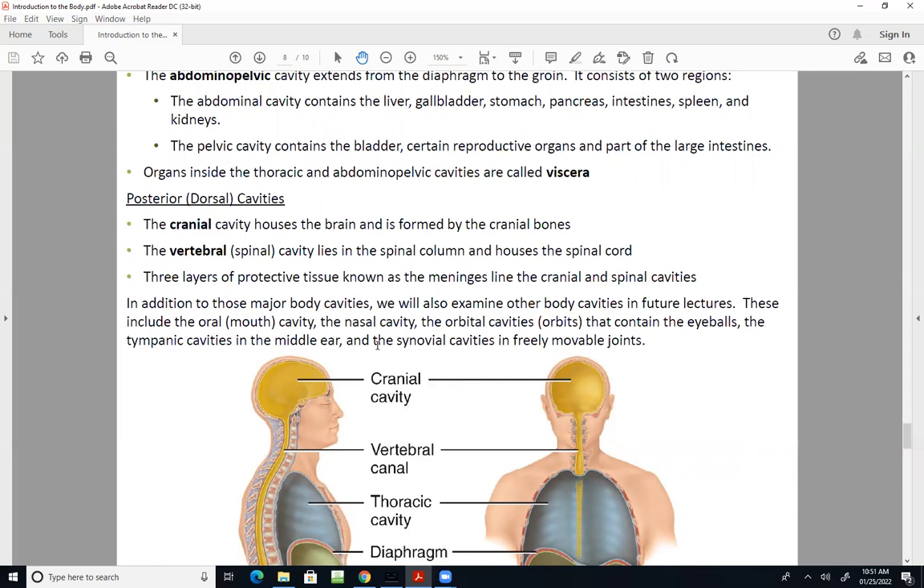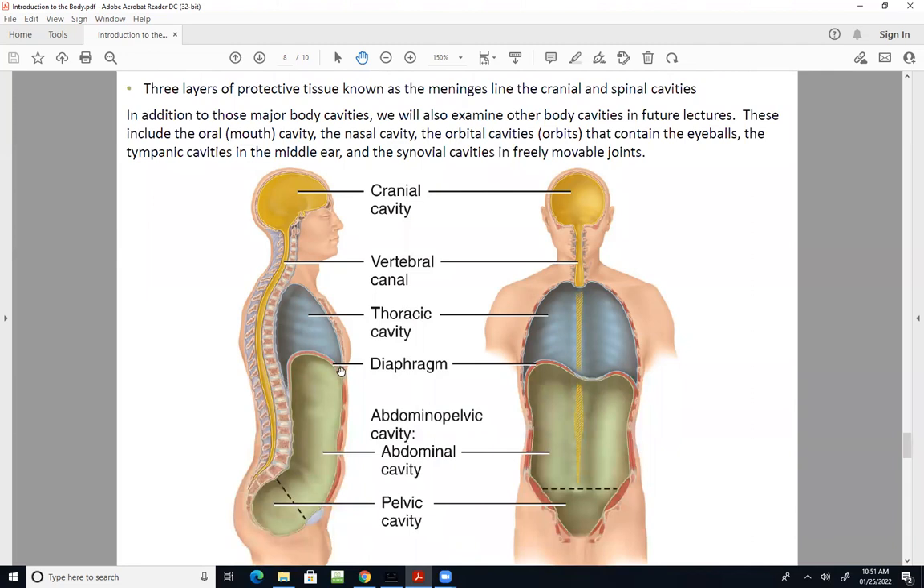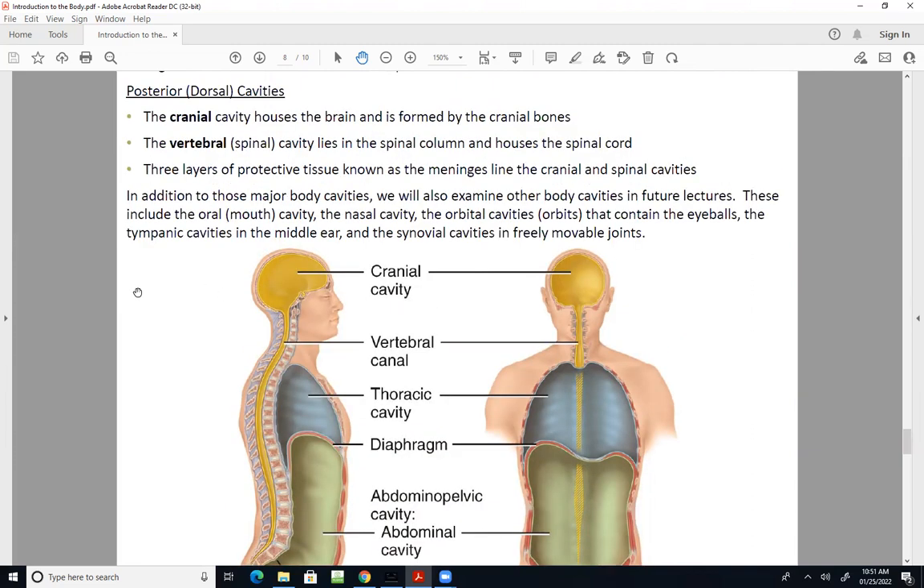Abdominal pelvic cavity extends from our diaphragm to the groin. And the diaphragm is this muscle here that separates the thoracic cavity from the abdominal pelvic cavity. It is a large cavity where we find a lot of digestive organs, all the way down to our pelvis area where you find some reproductive and urinary organs.